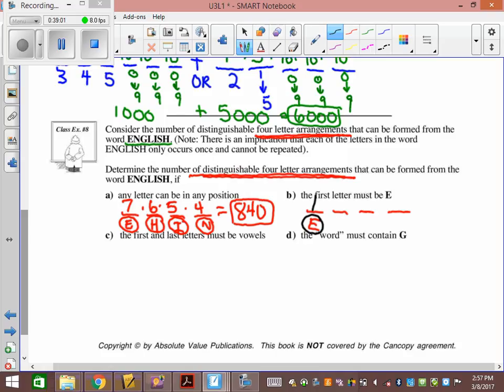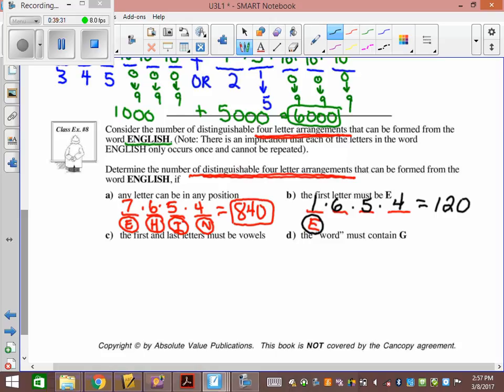So how many options do I have for the next blank? 6. Then I leave one there. 5, leave one there. 4. It's like you're playing Scrabble, right? You've put down a letter, you have 6 little blanks left. You put down another one, you have 5 little blocks left. So what's 1 times 6 times 5 times 4? 120? So I can make 120 different words starting with an E from the word English.